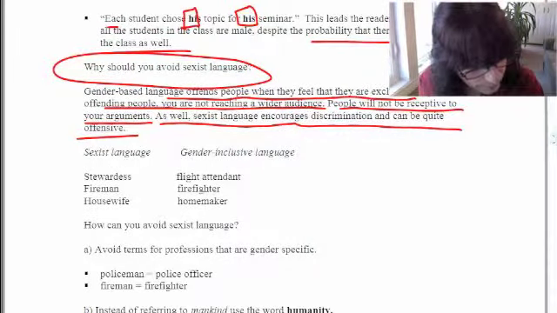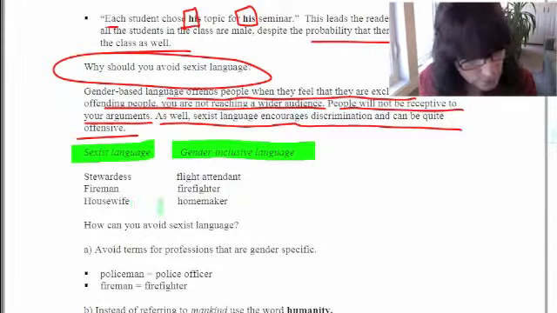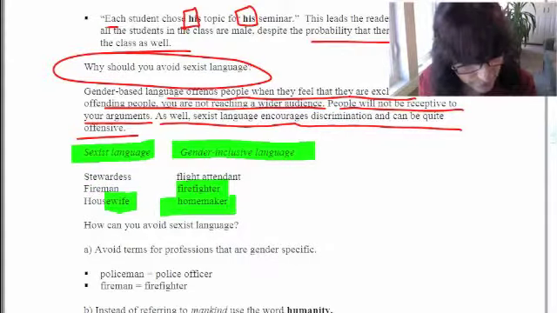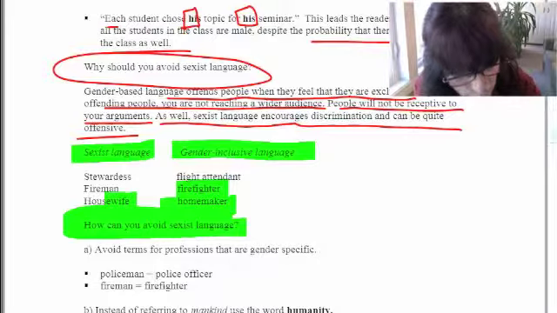So here are a couple of examples of sexist language, and then I've turned it into gender-inclusive language. So instead of saying stewardess, you'd say a flight attendant. A fireman, you'd say a firefighter, which includes male and female. And a housewife, you would just call a homemaker. So how do you avoid sexist language? That might be a question. What do you do to avoid it?